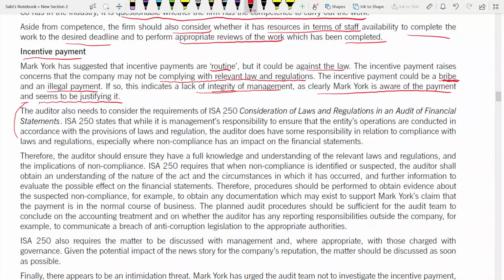Here they are talking about 250. So the auditor also needs to consider the requirements of ISA 250. What is ISA 250? Consideration of laws and regulations in an audit of financial statements. So according to this, what does it state? That it is the management's responsibility to ensure that the entity's operations are conducted in accordance with the provisions of laws and regulations. You have to bring out the standard here to get points. The auditor does have some responsibility in relation to the compliance with laws and regulations, especially where non-compliance has an impact on the financial statements. The auditor has some responsibility, but the major responsibility lies with the management.